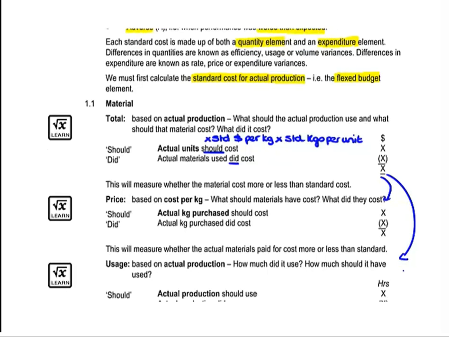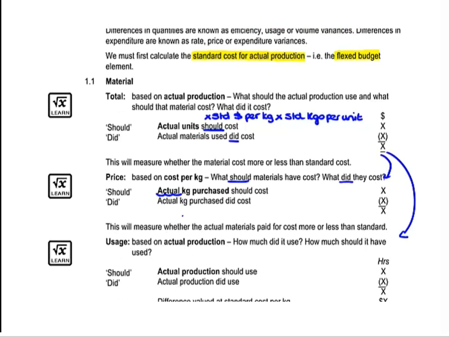The price variance then is based on the cost per kilogram. What should the materials have cost and what did they cost? And it's based upon the actual quantity of materials purchased. So if we bought 10,000 kilograms, what should they have cost and what did those 10,000 kilograms cost? And that's going to tell us whether we paid more or less than we should have done.